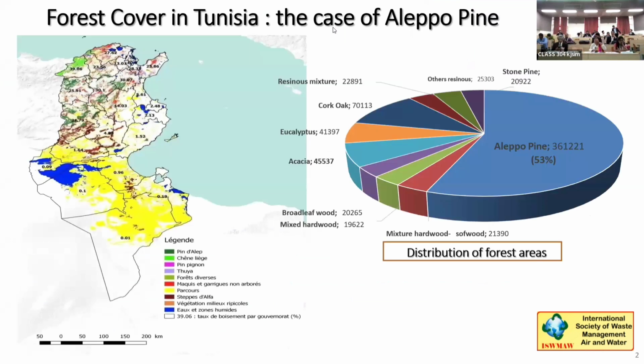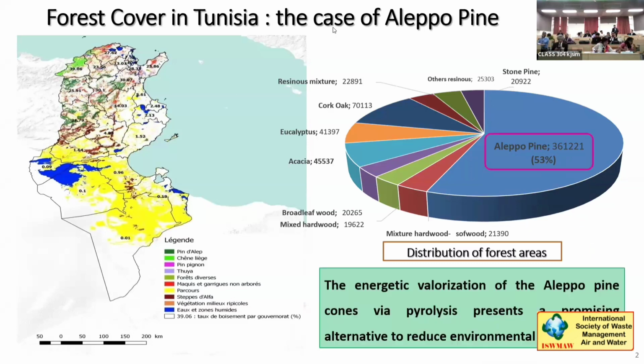So, as we know, lignocellulosic wood biomass is the main source of energy in the world. In Tunisia, among lignocellulosic biomass, Aleppo pine cone is produced from the most widespread coniferous species in the Mediterranean region, and it represents more than 53% of the Tunisian forests.